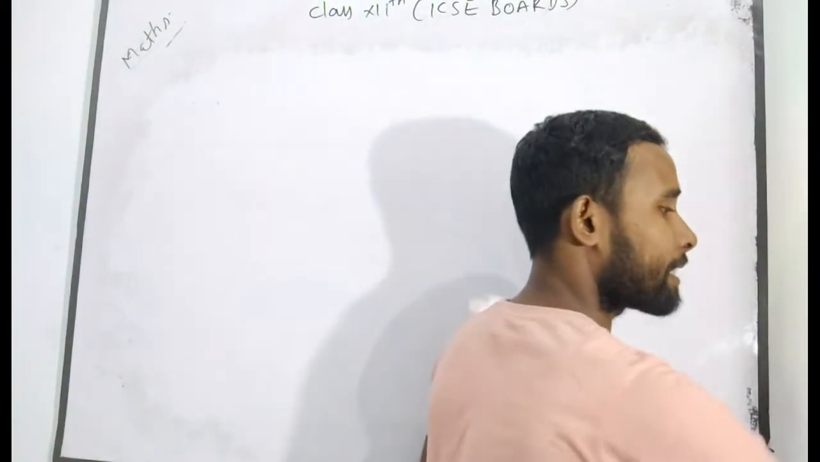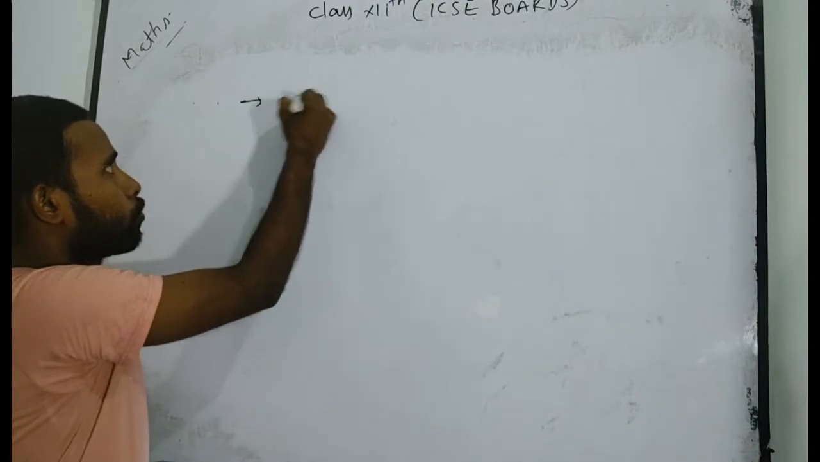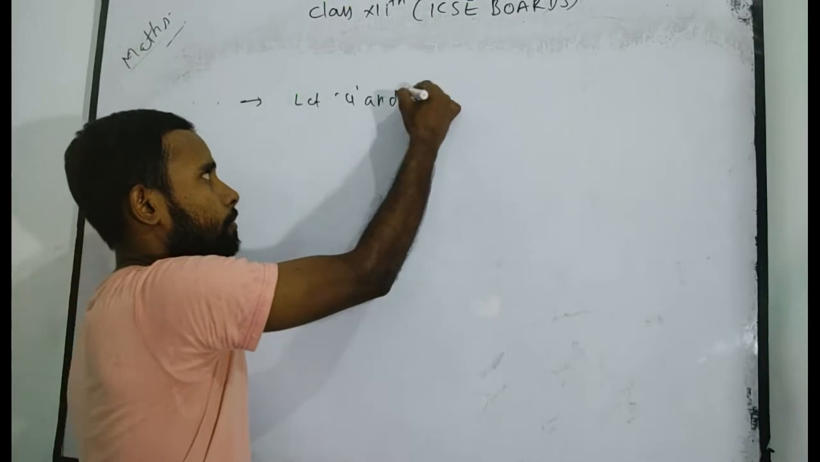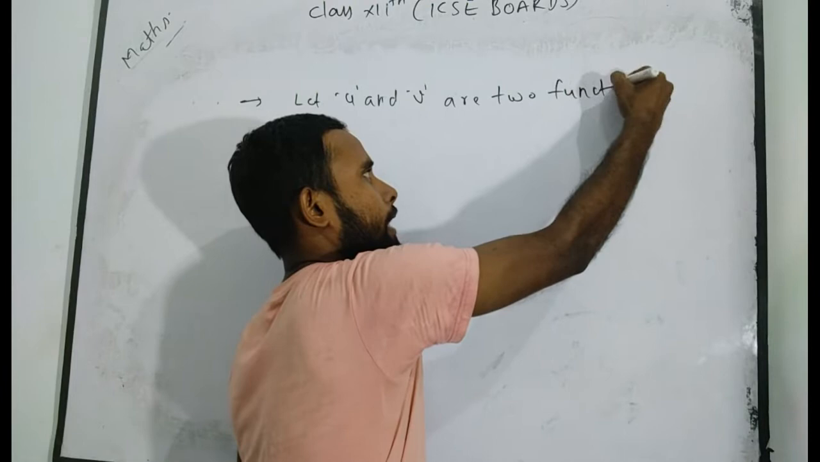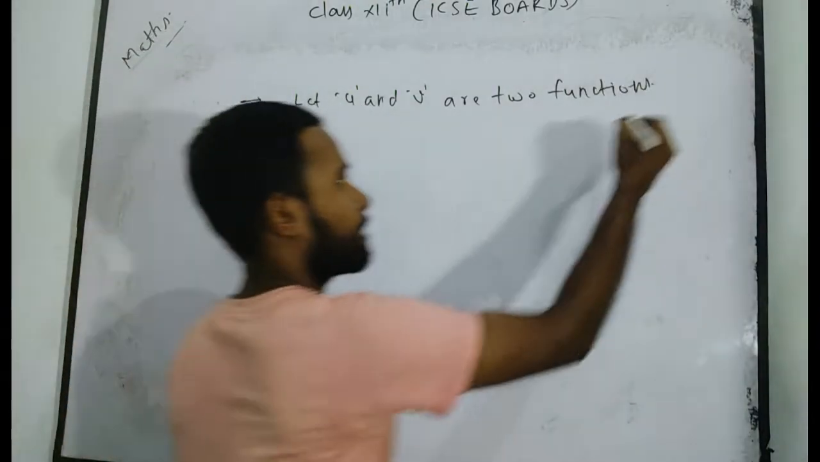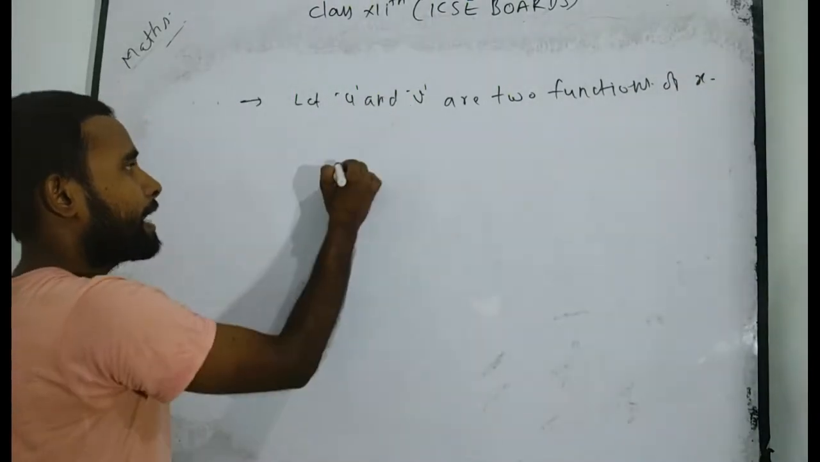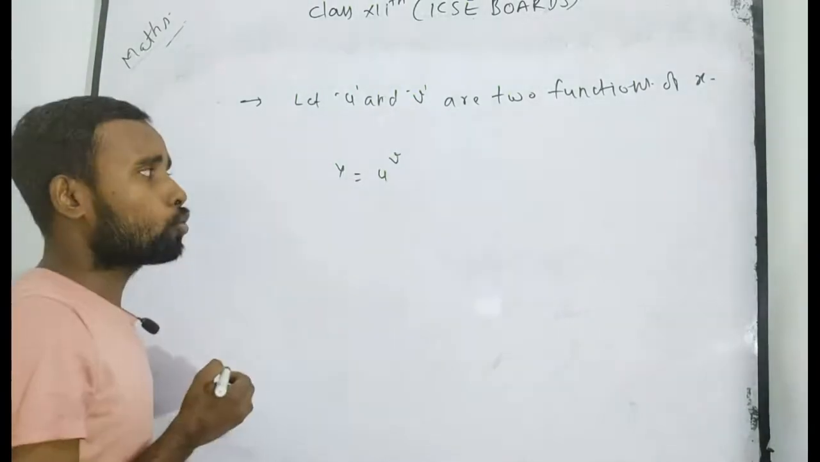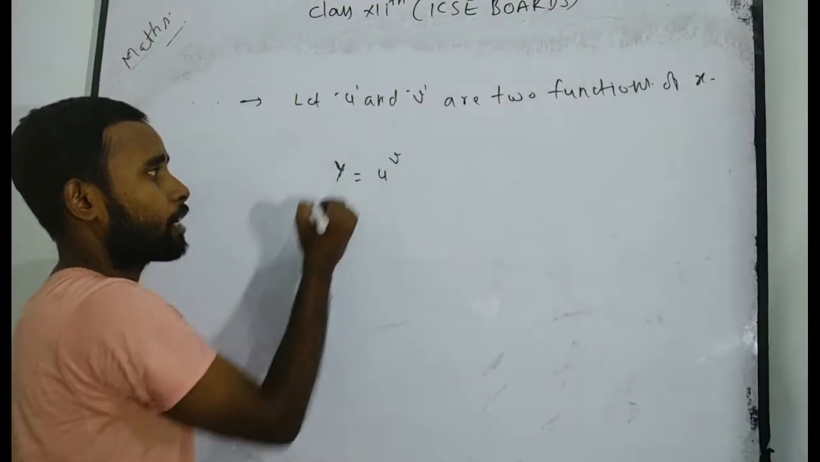That problem will be variable to the power variable. Suppose that u and v are two functions of x, and y is a function which is expressed as y is equal to u to the power v. In that case you have to differentiate y with respect to x.